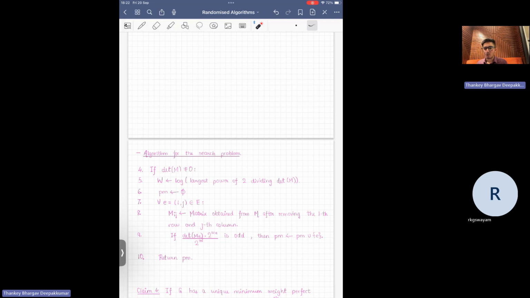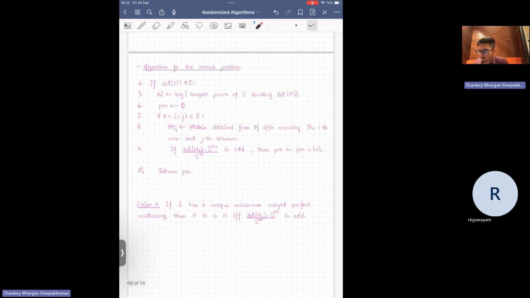So what does removing a row and a column mean? Removing one row and one column means removing a vertex from the set L and removing a vertex from the set R. Exactly. So what we are doing is, for every edge i comma j, we are removing the vertices i and j from the graph, right? So now our graph has n minus one vertices in the left half and the right half.